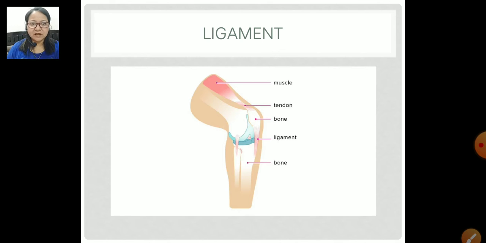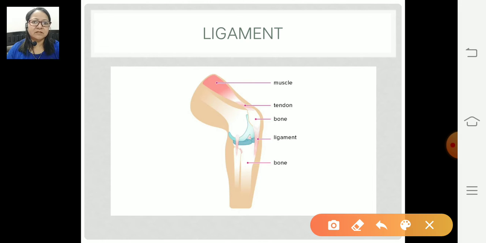Next we come to the next connective tissue, that is ligament. As you can observe here, the ligament is joining one bone to another. So it should be very strong and very flexible for the movement of bones. It is a specific feature that it connects one bone to the other. It is very elastic and has considerable strength. So this is the function.